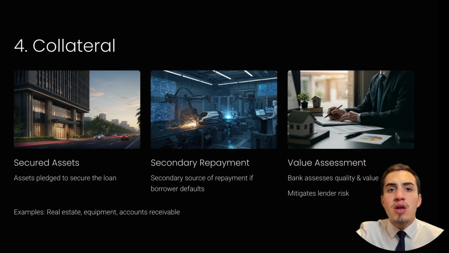Fourth is collateral. These are specific assets the borrower pledges to the bank to secure the loan. If the borrower unfortunately defaults, the bank has the legal right to seize and sell this collateral. Things like equipment, inventory, accounts receivable, or real estate may be sold to recoup its funds. Collateral acts like a secondary source of repayment and helps mitigate the bank's risk.